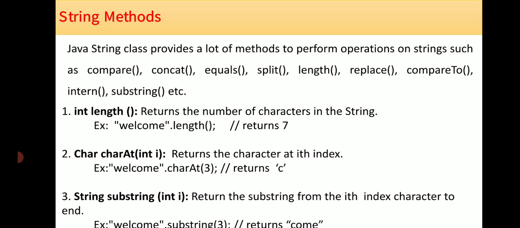String substring function returns the substring from the ith index character to the end. Whatever position you provide, from which you want to display the substring, you have to provide the index. From that index till the end of the string it will be displayed. So in welcome.substring(3), as I already told, 3 means it starts from the fourth character, that is c, till the end, so it prints "come" completely because the last character is e.